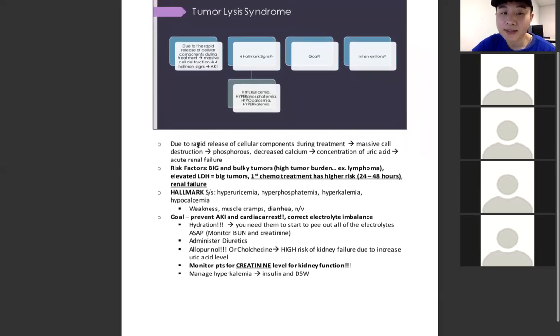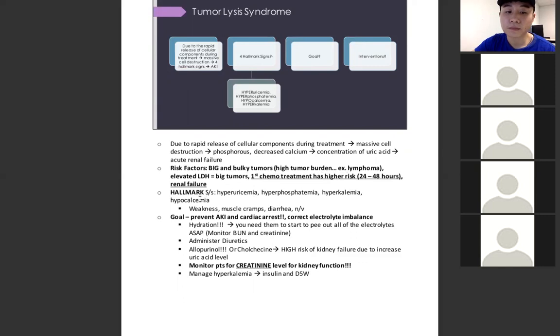Again, TLS is due to rapid release of cellular components during treatment. Massive self-destruction leads to increased release of phosphorus, decreased calcium, and increased concentration of uric acid, which lead to acute renal failure. Risk factors are big and bulky tumors, high tumor burden, for example lymphoma. Elevated LDH equals big tumor. The first chemo treatment has higher risk, within 24 to 48 hours.